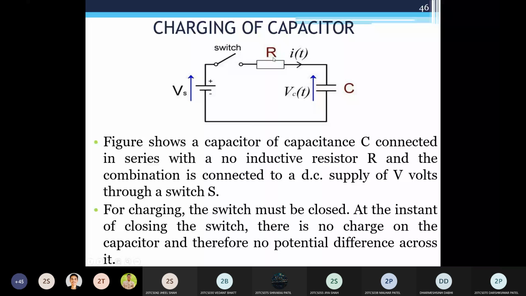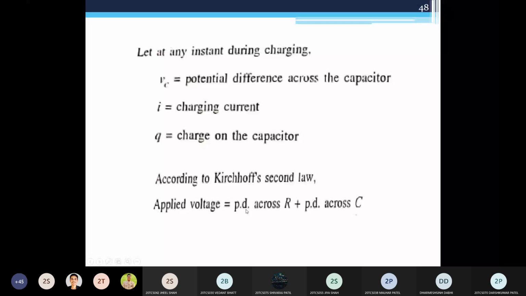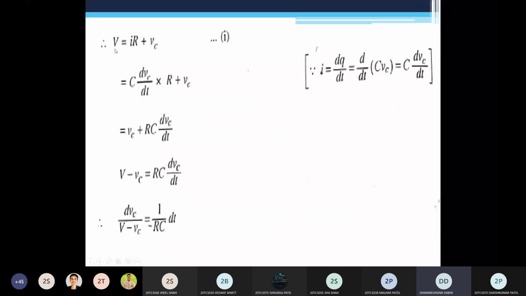So that becomes your KVL, second law of Kirchhoff. So applied voltage is equal to potential difference across R plus potential difference across C. So supply voltage is V, voltage across R is iR, and voltage across the capacitor is small vc. That is at any instant of time during the charging. Okay. So as you know, the equation of current i is equal to what? Rate of change of charge with respect to time. You can write dq by dt.